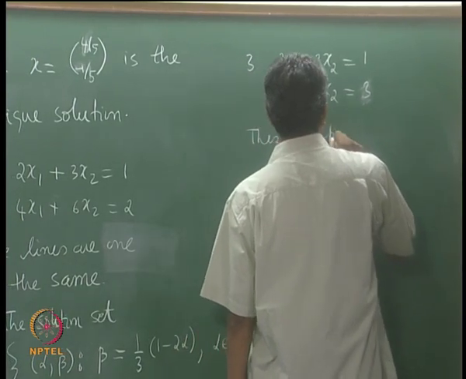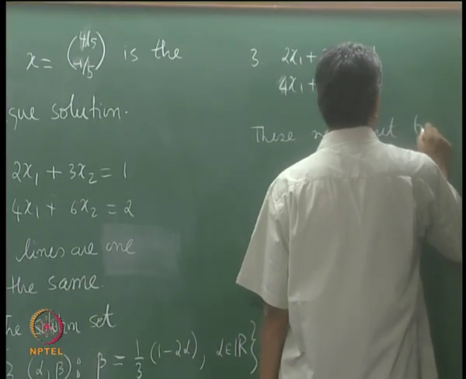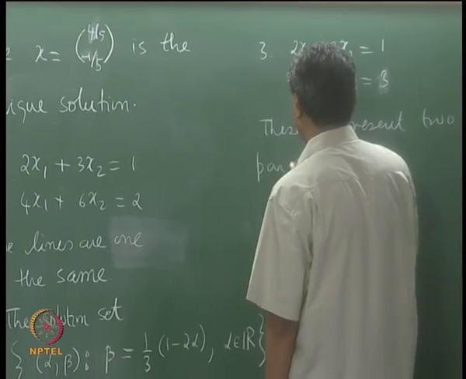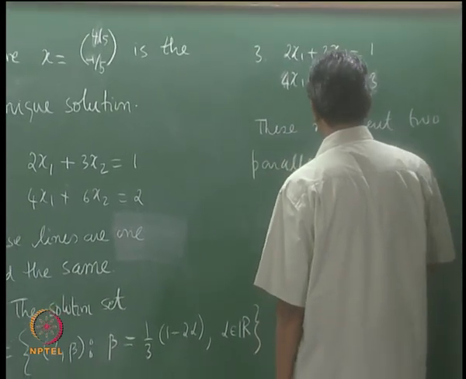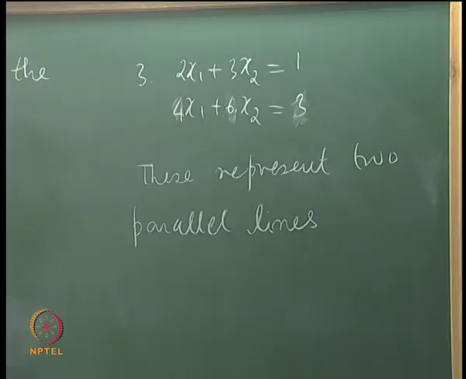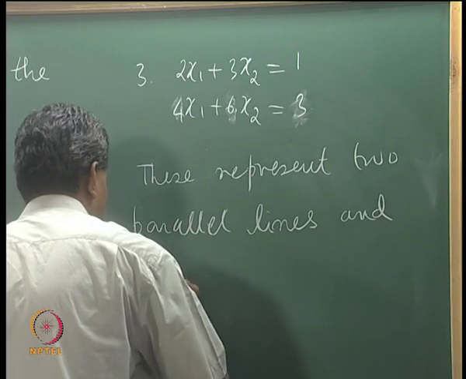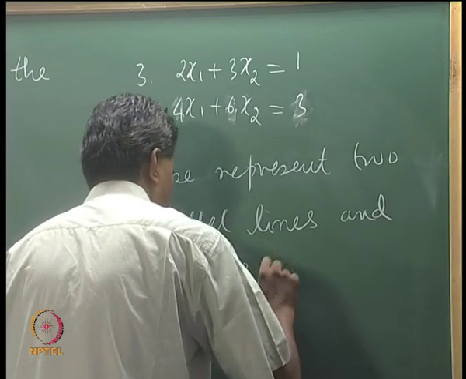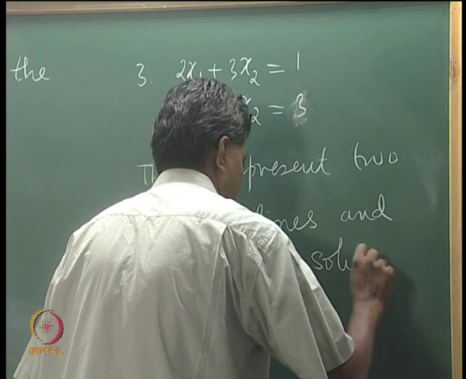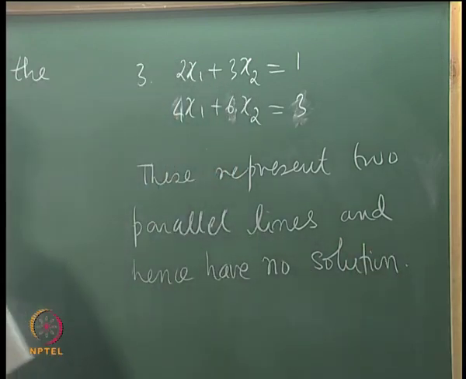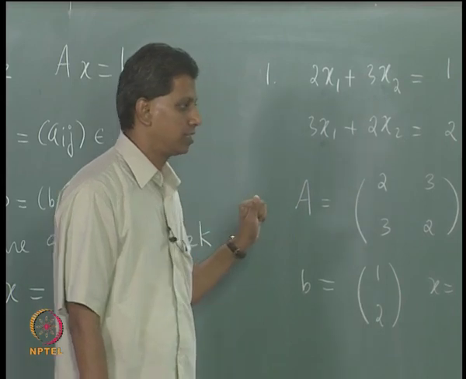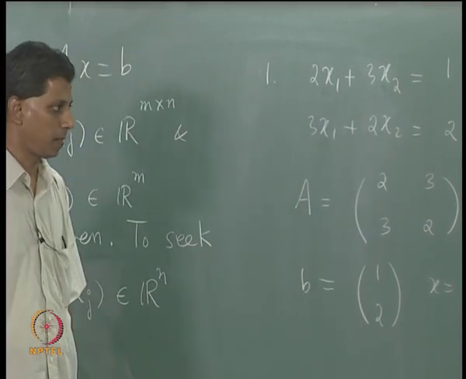These represent 2 parallel lines and hence have no solution. Now these are the 3 situations that one has when one studies the equation Ax equal to b.